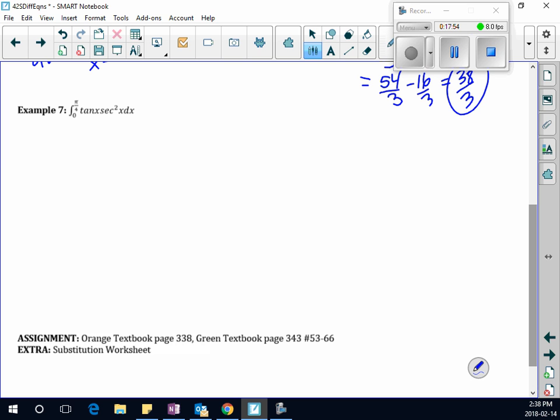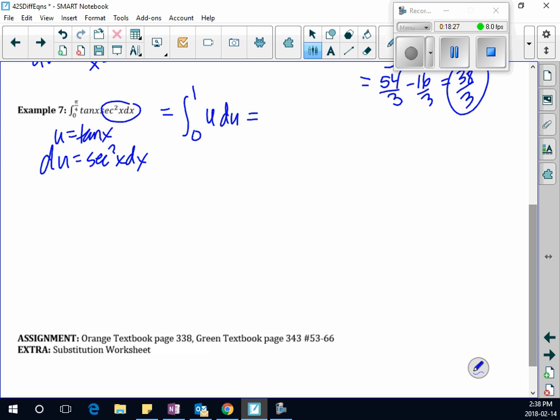Okay, so you said let u equal tan x, so du is secant squared x dx, which is that part. Which makes it really easy, right? So now, what is tan of 0? 0. And then tan of pi over 4 is 1. And this is u du. How easy is that?